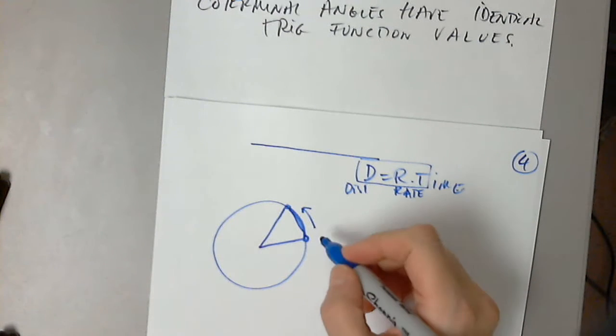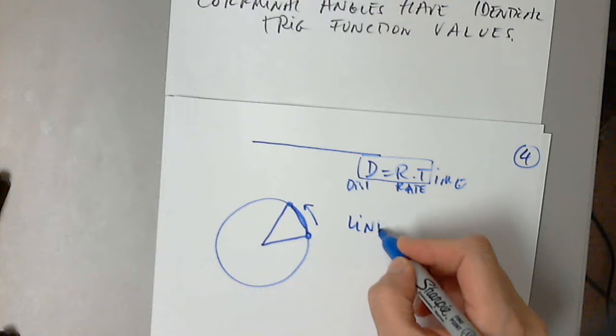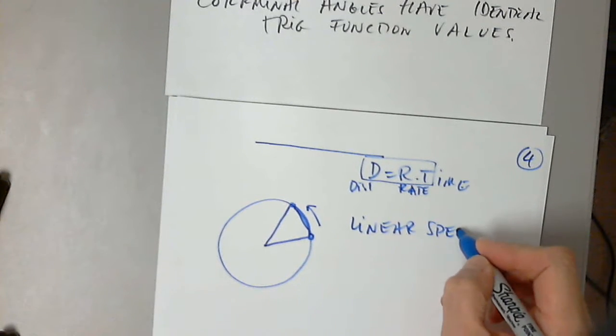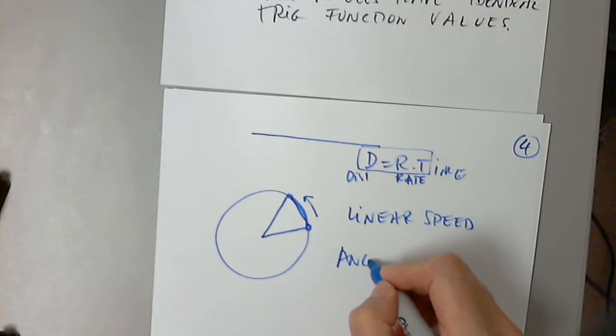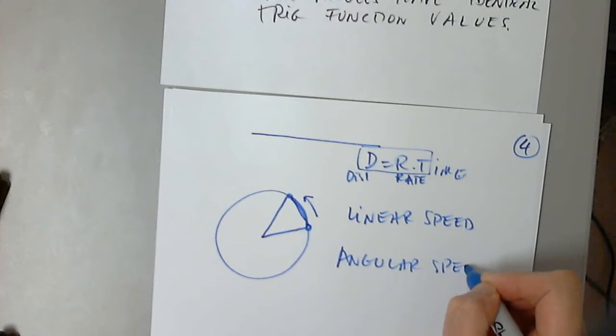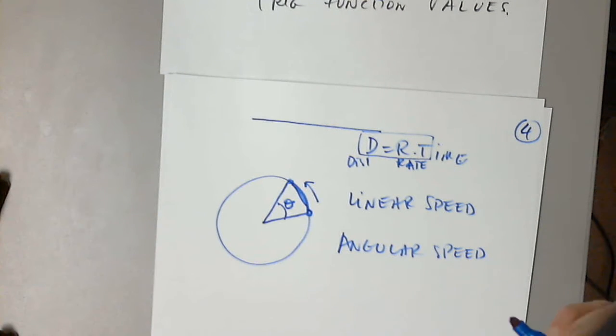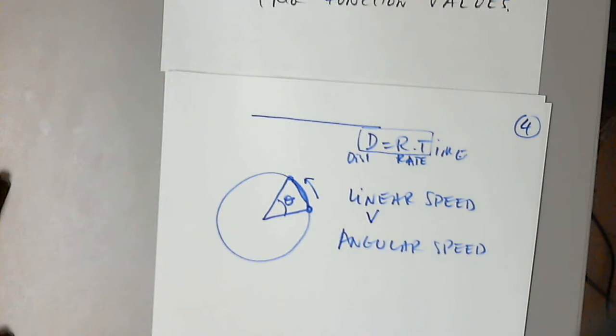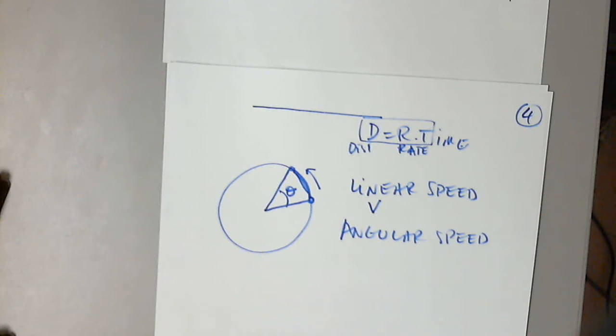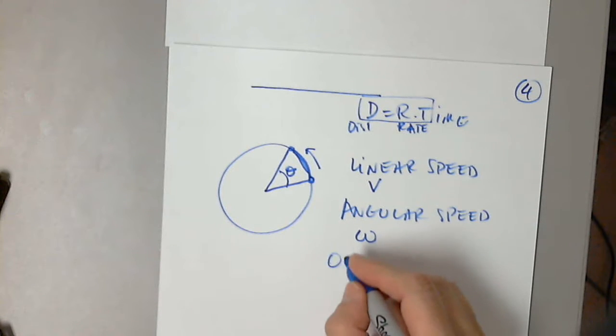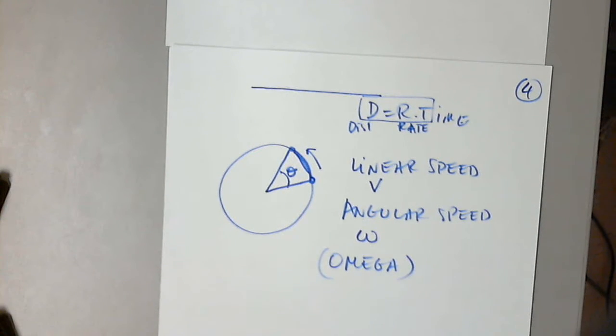Now, there are two speeds here. There is something called the linear speed and also angular speed. The linear speed is still denoted by v, or velocity, but the angular speed is denoted by omega. This is another Greek letter. Like any speed, the rate or speed or velocity is distance over time.